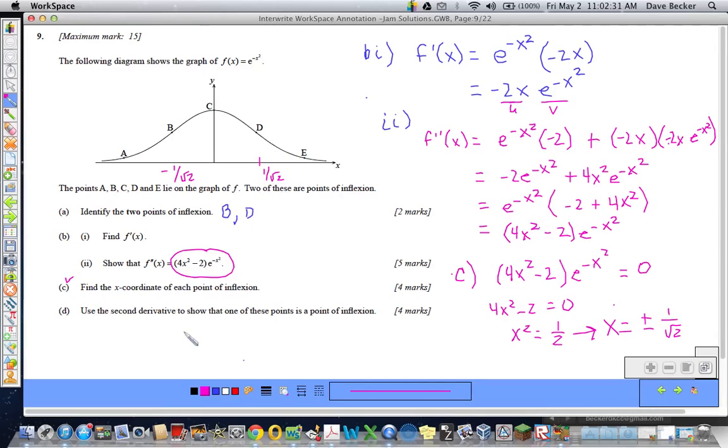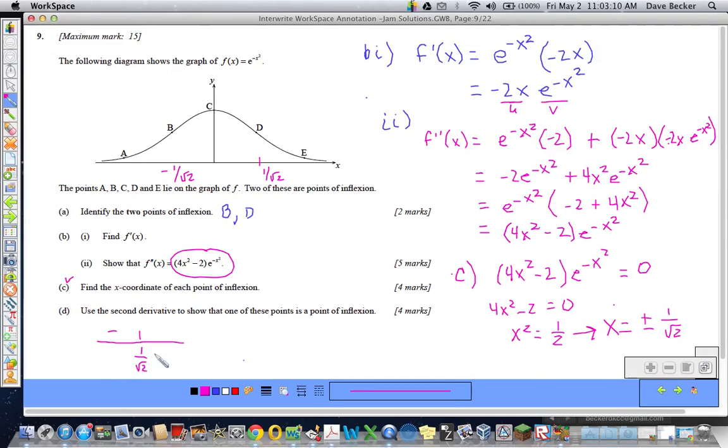Why not? So how am I going to show that? Well, I can do my sign diagram, and say this is 1 over root 2. I do a test point to the left. The test point would be 0. Hopefully this is going to be negative because we see that it's concave down. So if I let x be 0, e to the 0 is 1, 4 times 0 is 0, minus 2 is negative 2, negative 2 times 1 is negative 2. It is indeed negative.